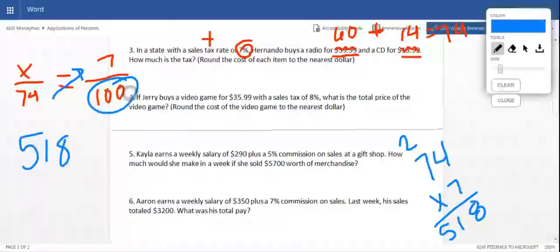518 divided by 100, there's 2 zeros in 100, so I'm going to take my 518 and I'm going to move my decimal 2 places as well. So that's $5.18. That's my tax. Okay. Now go back to the problem to finish.